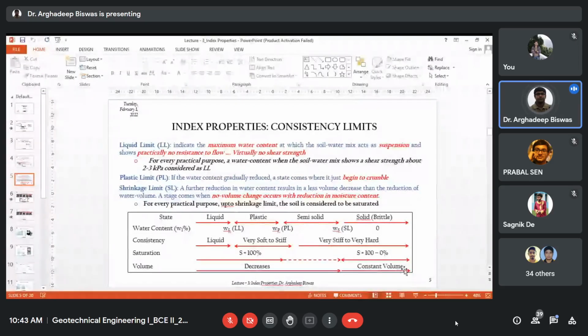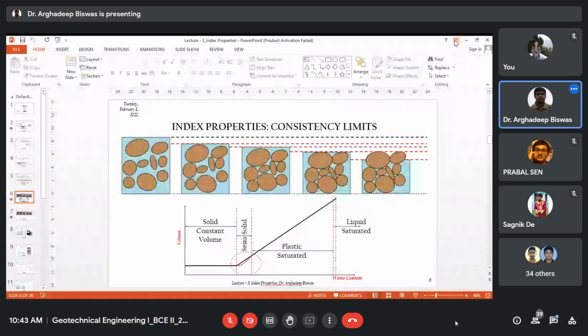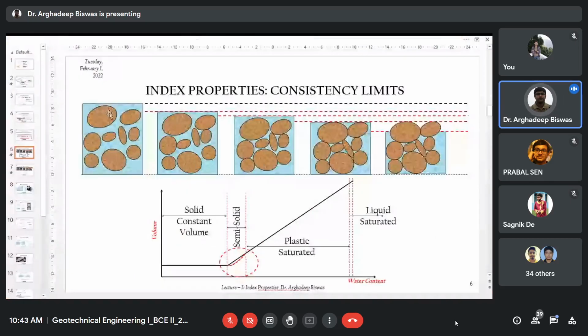So this is a schematic presentation. It will be even clearer with that diagram. See here the soil-water mix. Can you see slide 6? Yes, sir. Okay.